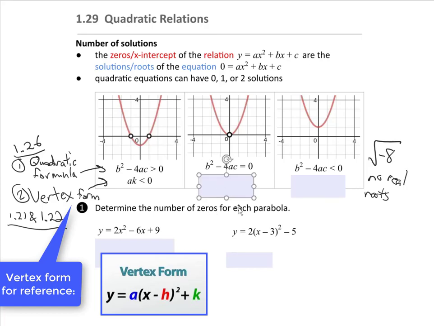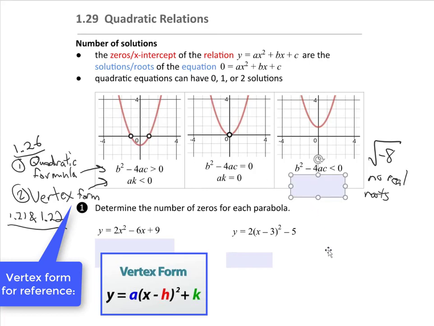Our next case, you would have a times k equals 0. Well, if a is equal to 0, then the parabola isn't a parabola at all. If k is equal to 0, this is kind of misleading. If k is just equal to 0, that means it only has one solution, because the vertex is on the x-axis at that point. It doesn't move up or down. Remember, whenever we talked about transformations, k moves the parabola up and down. So if k is 0, it is sitting on the x-axis.